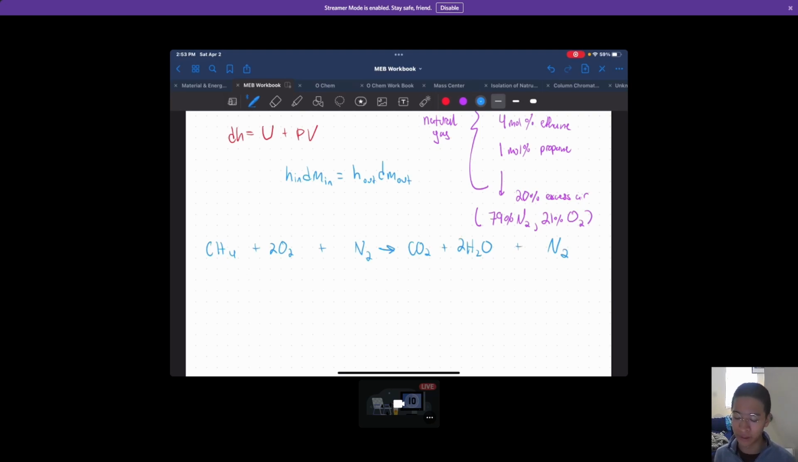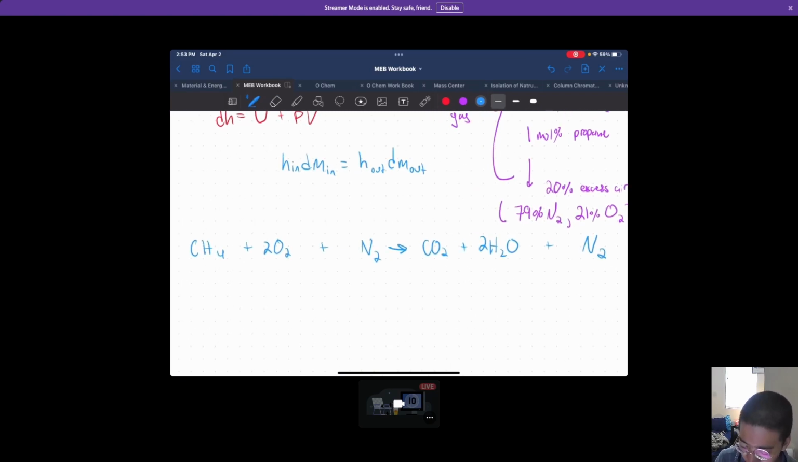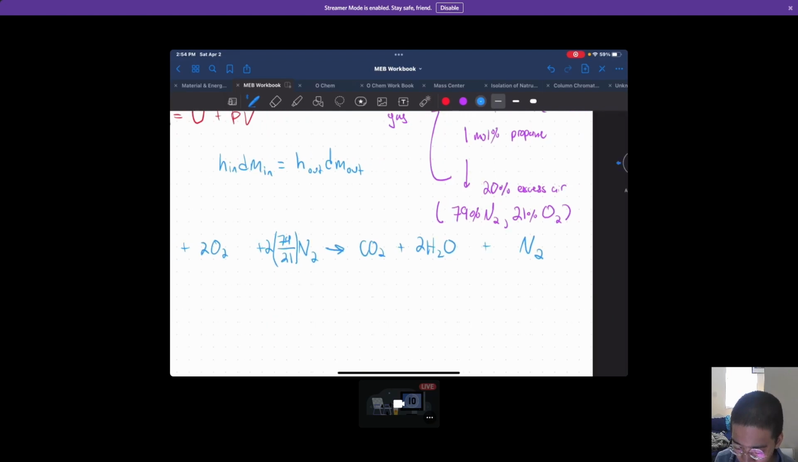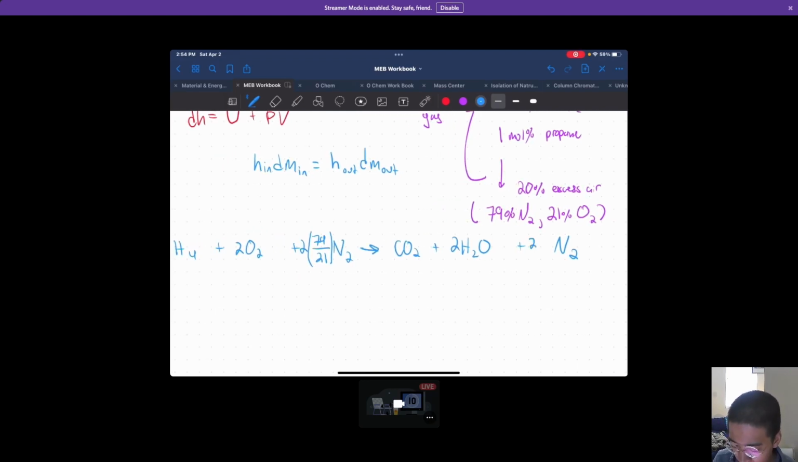Now, we need to consider the mole percentage of nitrogen to oxygen, because in air, nitrogen exists in a 79 to 21 mole ratio, right? As well as for this, we need to consider the stoichiometric coefficient of oxygen as well. And since nitrogen is a non-participant in the reaction, the coefficient between in and out is actually the same.